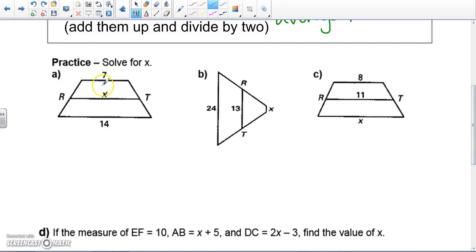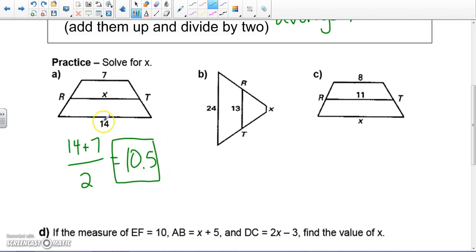Alright, so A, the mid-segment, is the average of the bases. So 14 plus 7 divided by 2. 21 divided by 2, x equals 10.5, and you're done. All right, the mid-segment is the average of the bases. So let me show you two ways to do letter B. We can see in this case we have the answer basically. We have to work backwards and find out what this other base is.